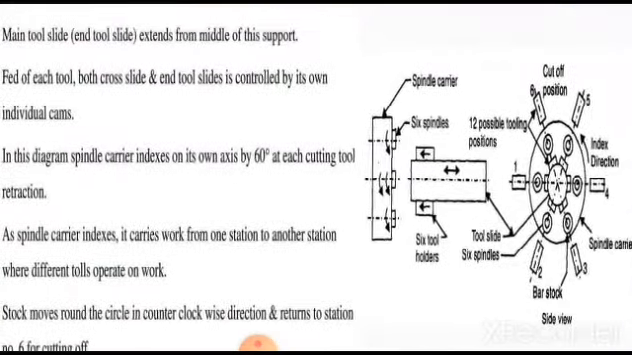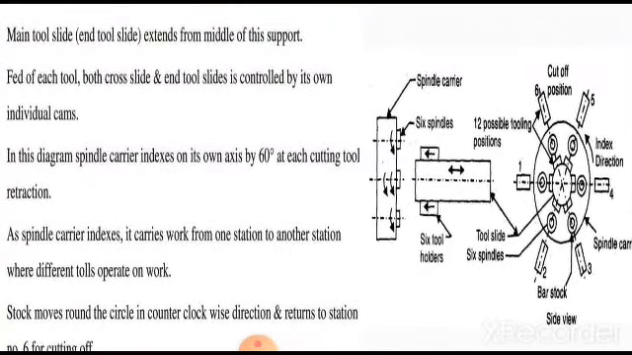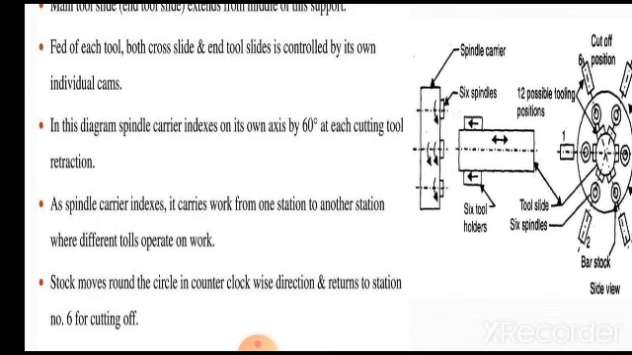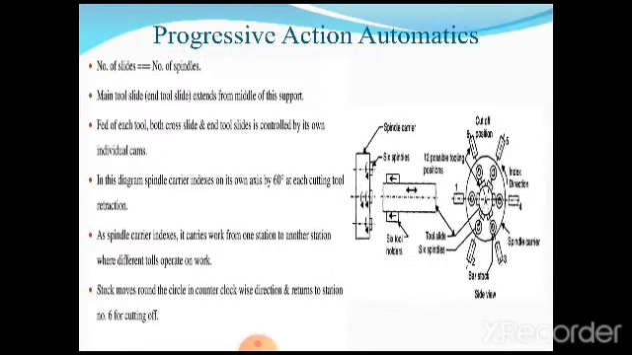That depends. As the spindle carrier indexes, it carries work from one station to another where different tools operate on the work. Stock moves around the circle in counterclockwise direction, and returns to station number 6 for cutting off. Finally it is made to rotate counterclockwise once the operation is finished, and then it can be taken out by the operation known as the cutting off operation.